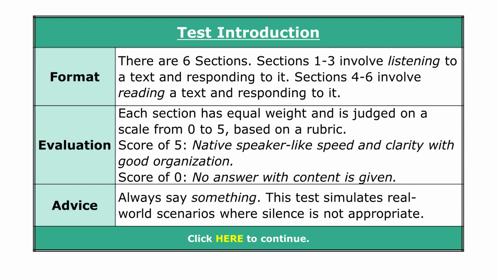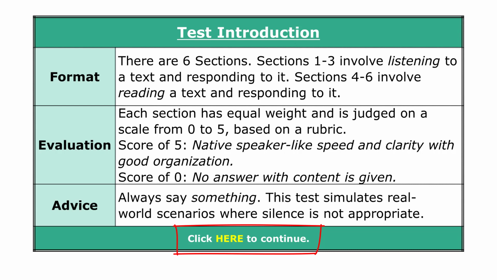Introduction. There are 6 sections. Sections 1 through 3 involve listening to a text and responding to it, while sections 4 through 6 involve reading a text and responding to it. Each section has equal weight and is judged on a scale from 0 to 5 based on a rubric. A score of 5 means native speaker-like speed and clarity with good organization, whereas a score of 0 means no answer with content is given. You should always say something. This test simulates real-world scenarios where silence is not appropriate.